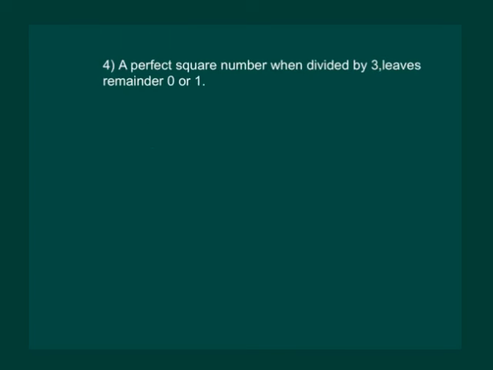Fourth property states that a perfect square number when divided by 3 leaves remainder 0 or 1. Let us take some perfect square numbers. Let us take 4, 16, 25, and let us divide them by 3. What we have? In all these cases, we will get remainder 1.